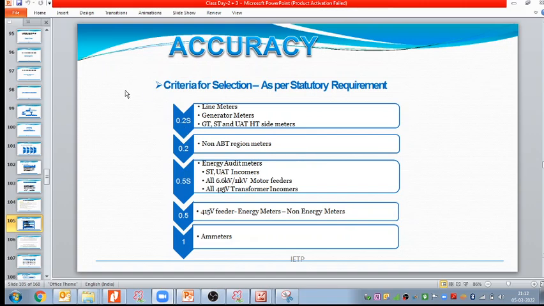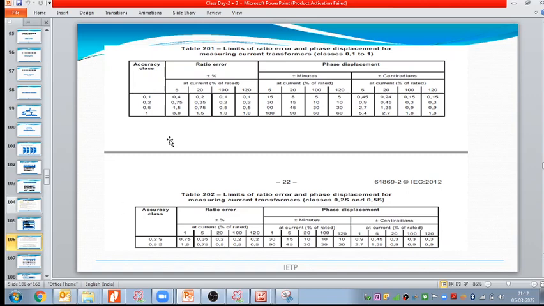So the difference between 0.2 and 0.2 S class CT. Okay, correct, accurate even at low current. Let us take the IEC again, and based on the IEC, let us discuss the difference between 0.2 and 0.2 S class CT. So when we go to IEC 61869, because that is the IEC for the current transformer, we have to go to table number 201 and table number 202, IEC 61869 part number 2, page number 21 and page number 22.